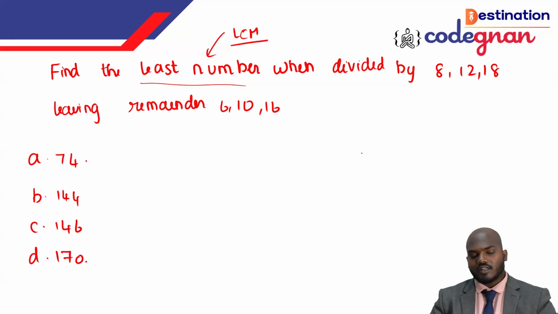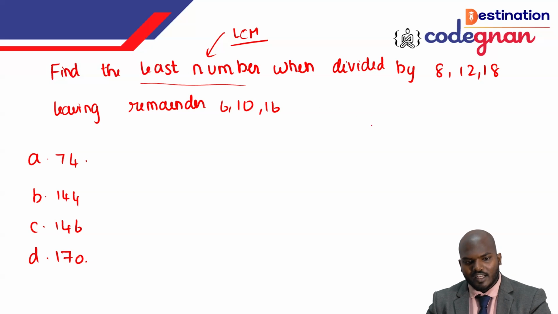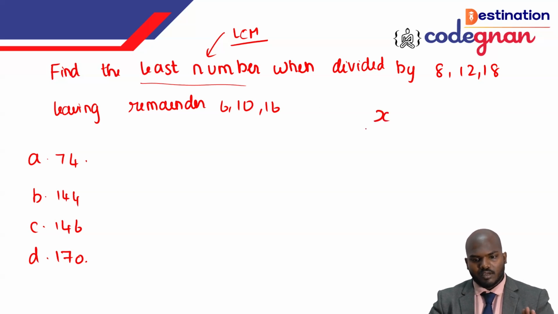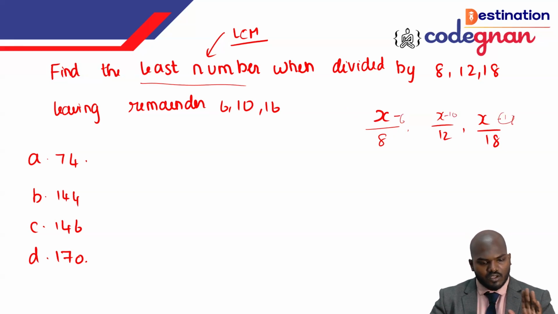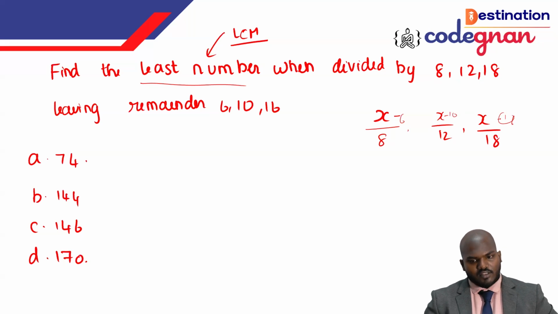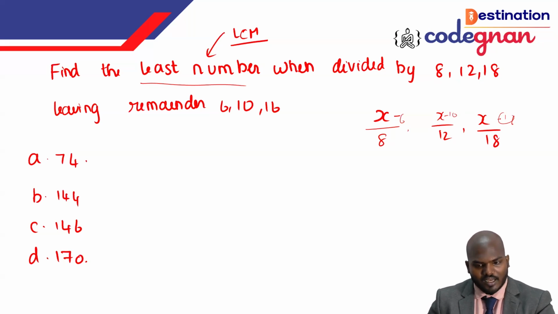So let's read out the question clearly. Find the least number which, when divided by 8, 12 and 18, leaves the remainders 6, 10 and 16 respectively. Something called the least number: if you divide by 8, if you divide by 12, if you divide by 18, it will leave the remainders 6, 10 and 16. That's what they have mentioned in the question very clearly here.